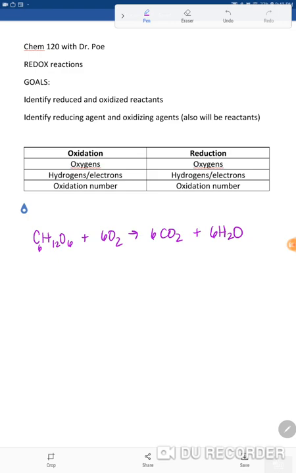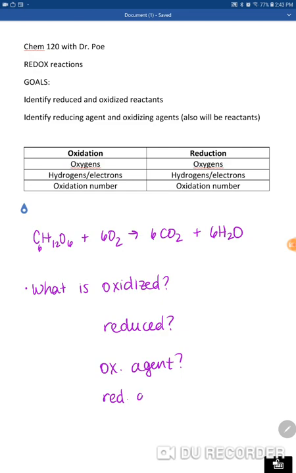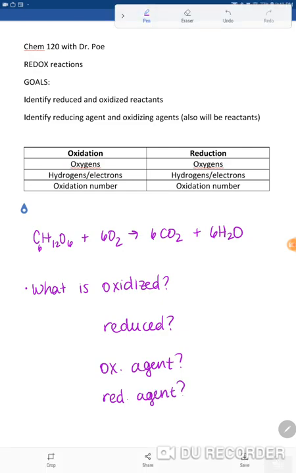So what we want is to find out what is oxidized. What is reduced? What is the oxidizing agent? What is the reducing agent? So go ahead, pause the video, answer these 4 questions, and then come back.